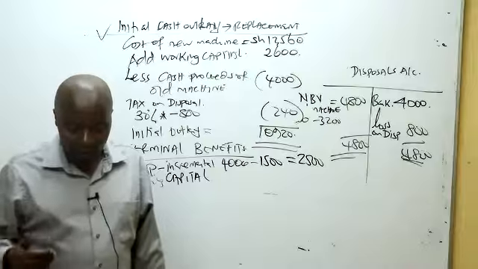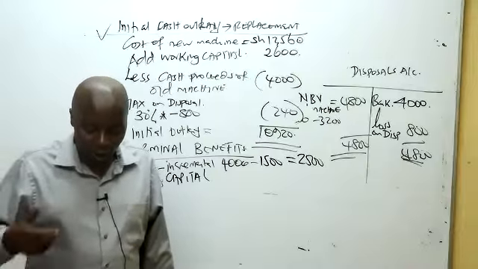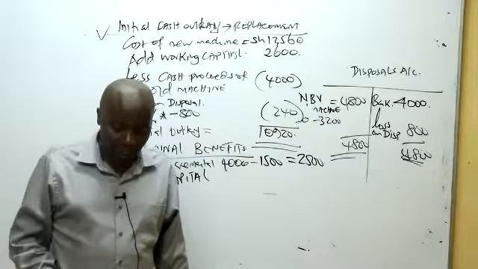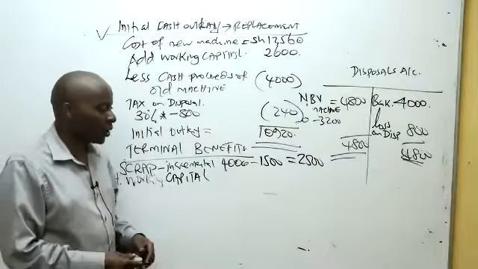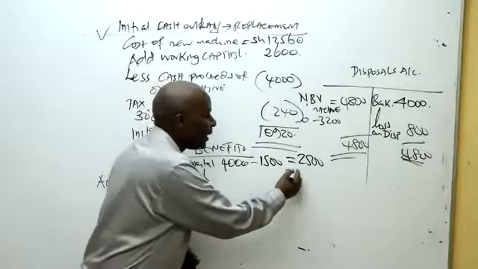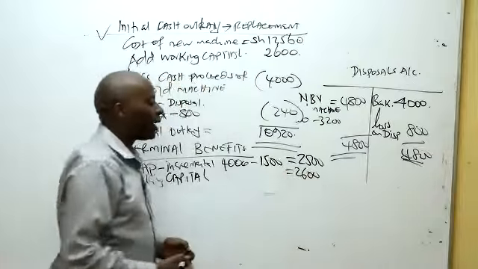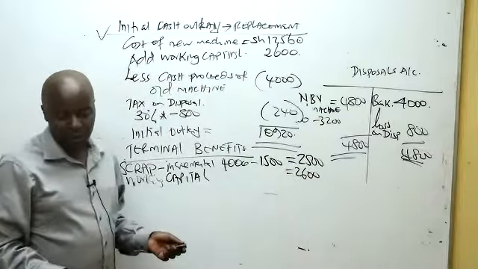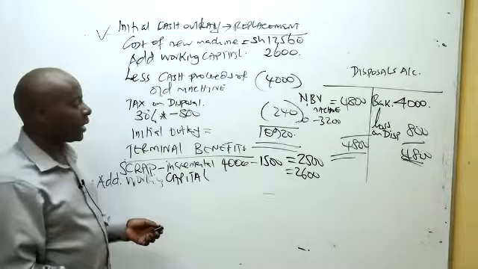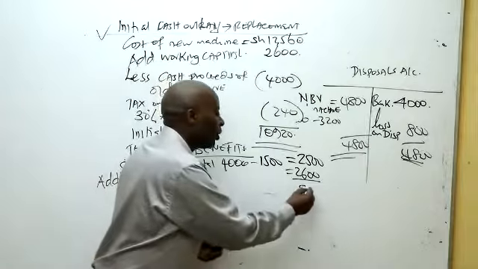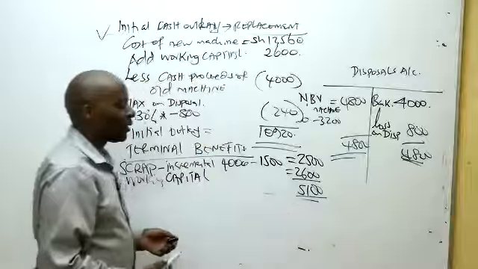The new machine will also require an additional increase in working capital. You can see it's already an increase, so don't subtract there, it's an increase. So we have what there, somebody? 2,600. And that will make the total cash flow 5,100.